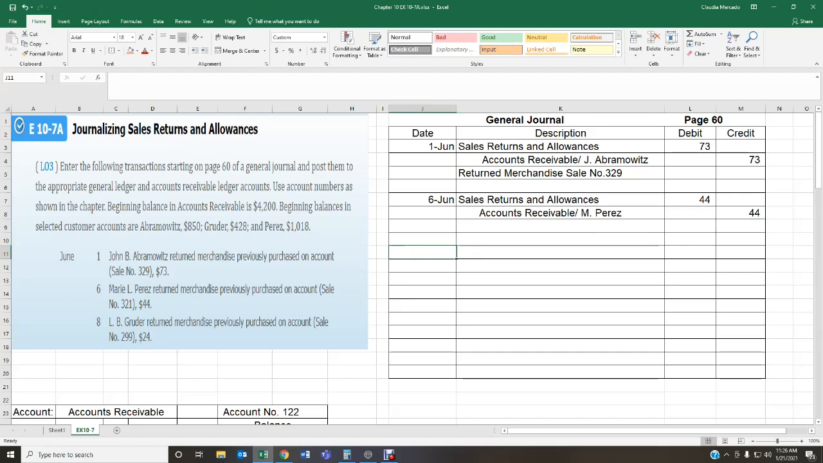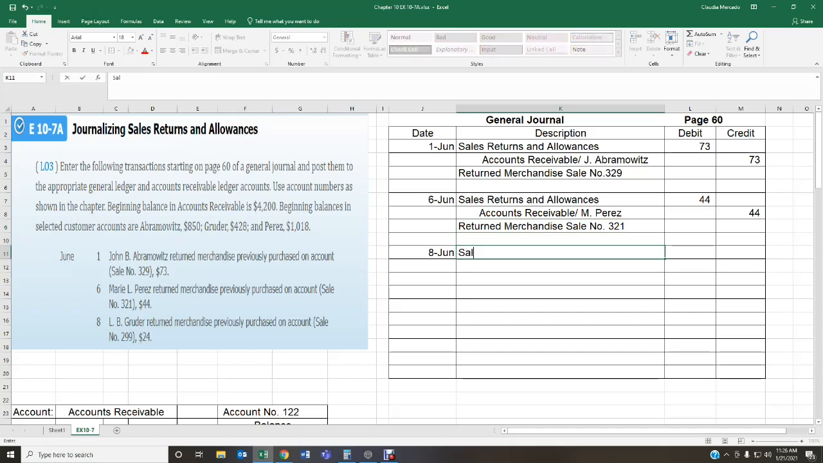Okay, on the 8th, LB Gruder returned merchandise previously purchased on account as well. Sale number 299 for $24. Let me put a description here. We returned merchandise. That way we keep record. Sale number 321.